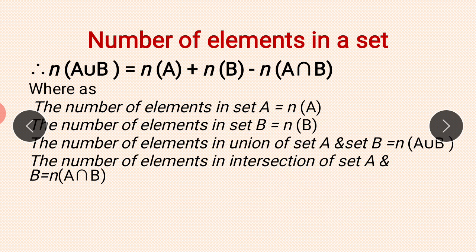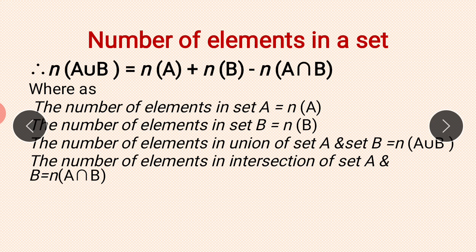Okay. See the last topic of this lesson, number of elements in a set. Student, see here this one formula. This is the formula: n(A union B) is equal to n(A) plus n(B) minus n(A intersection B). Whereas n(A) is what? The number of elements in set A. n(B) means what? The number of elements in set B.